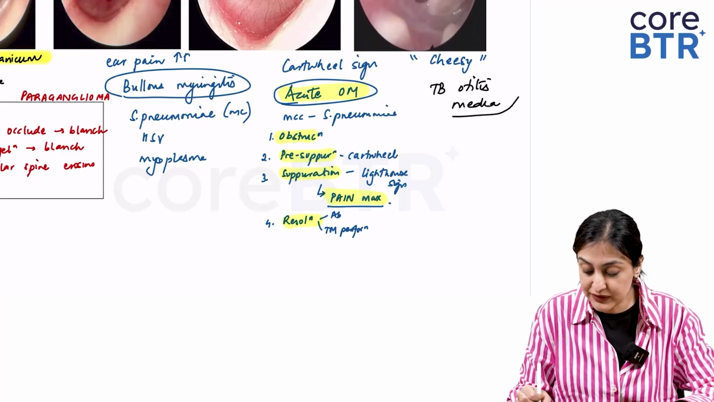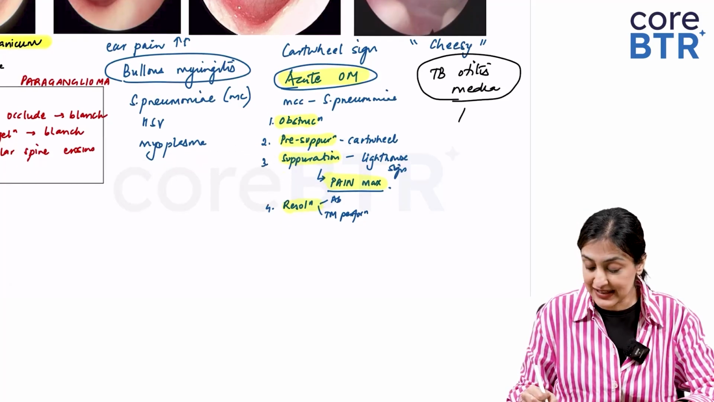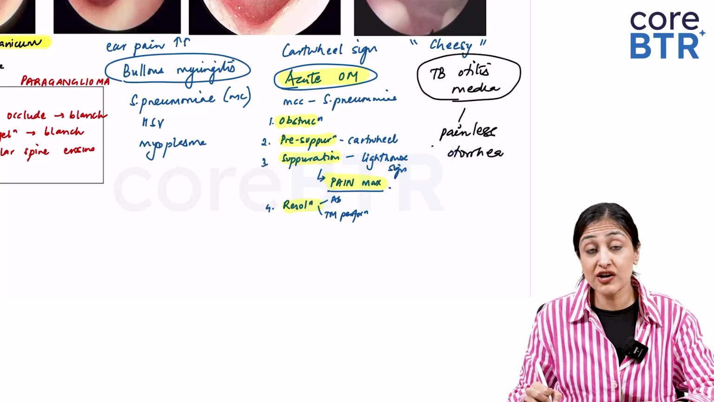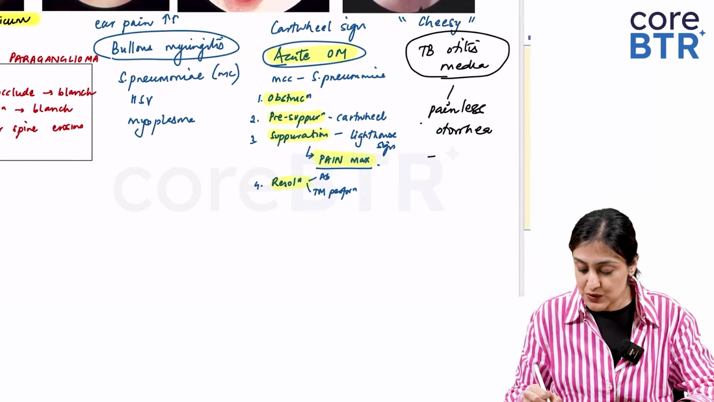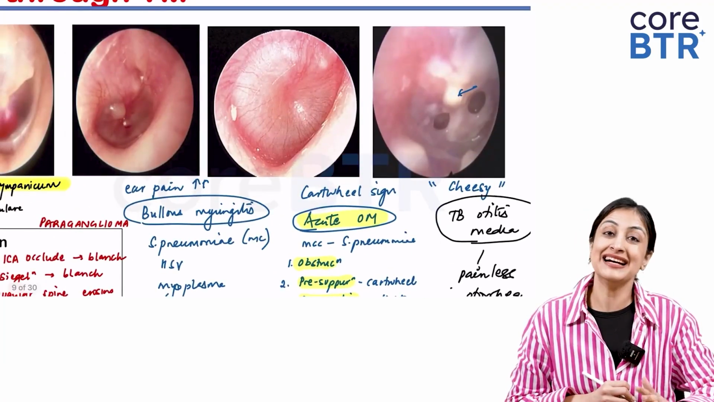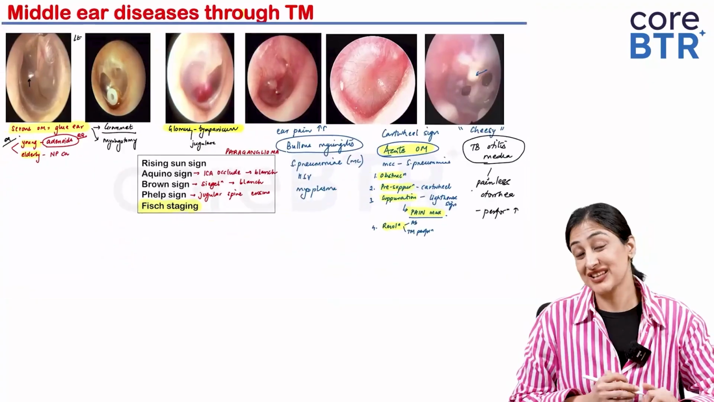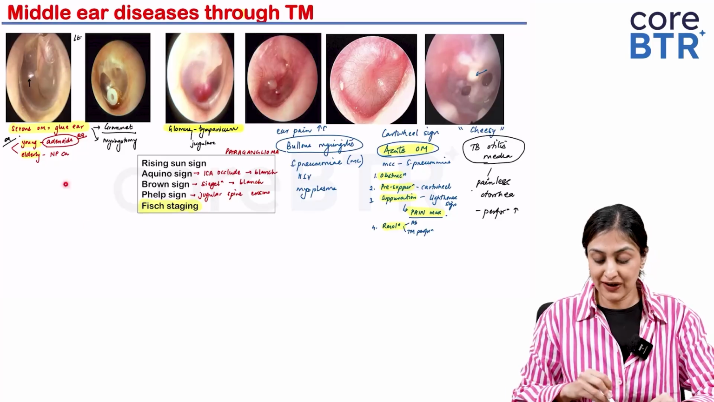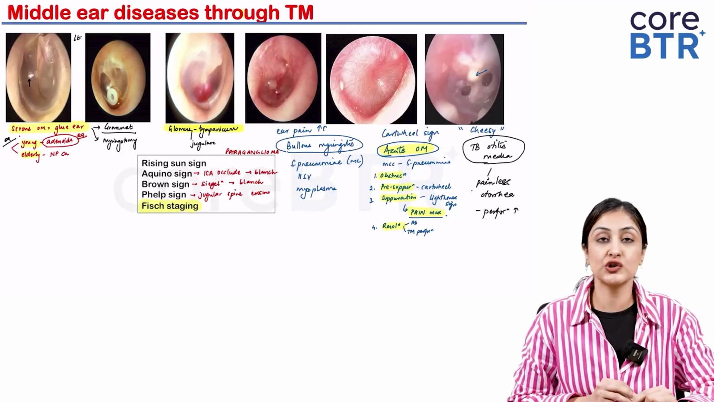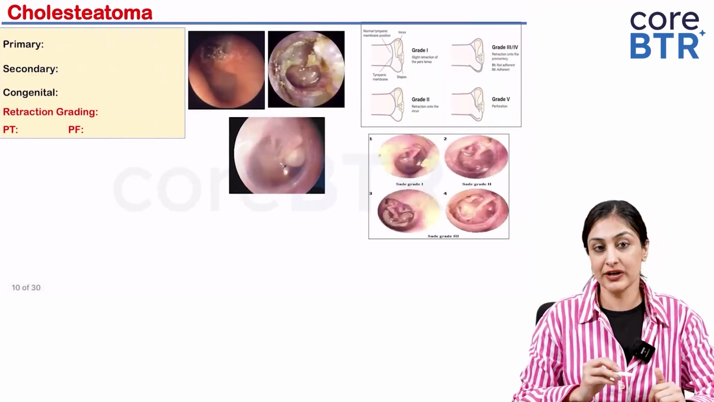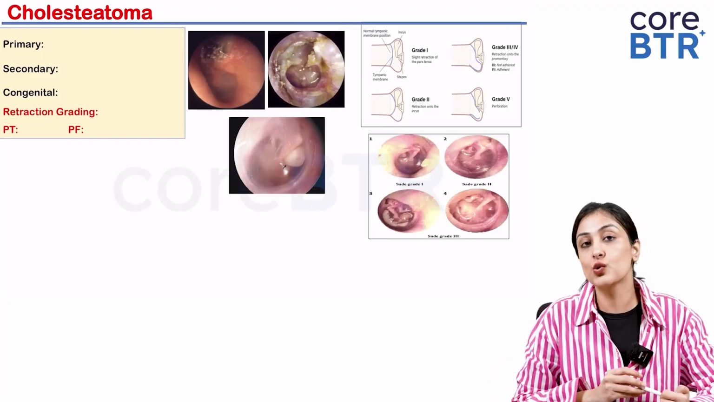The hallmark of TB ear is that there is no pain. So the buzzword is painless otorrhea. There is discharge, but no pain. Buzzword: there can be high chances of perforation and we will see caseous material. So that's TB, the buzzword being lack of pain. Right, so these are all of our middle ear diseases, particularly otitis media and serous otitis media, that we have to pay attention to. Now let's get to cholesteatoma.